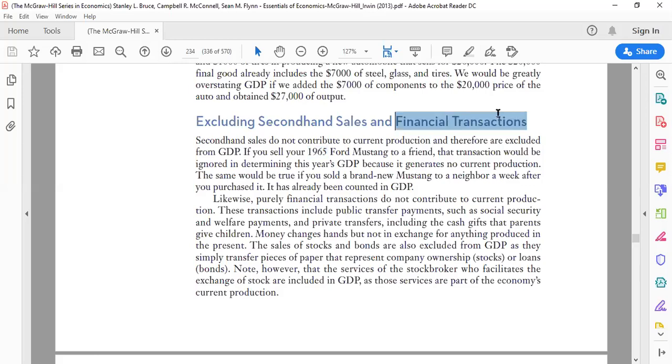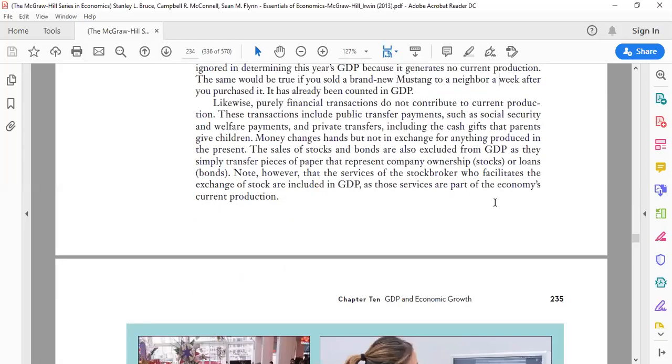It also excludes financial transactions. Why does it exclude financial transactions? The reason behind it is that all the financial transactions are just a piece of paper. For example, bonds and stocks are not real money. That is why we exclude financial transactions from GDP.